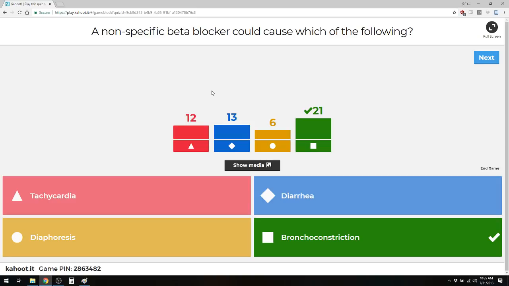Would you expect to see diarrhea? Not necessarily, because if I'm blocking the effects there, you don't really see an overstimulation of the GI tract. So diarrhea wouldn't necessarily be a common thing you would expect to see with that. Diaphoresis? No, because again, you're blocking those beta effects. You do not expect to see a lot of sweating associated with that.